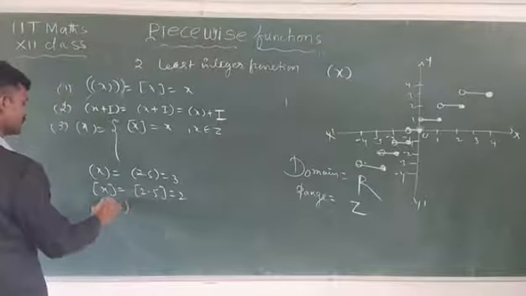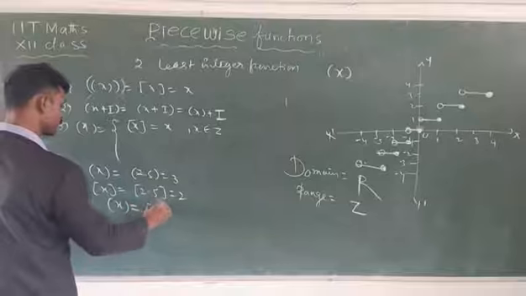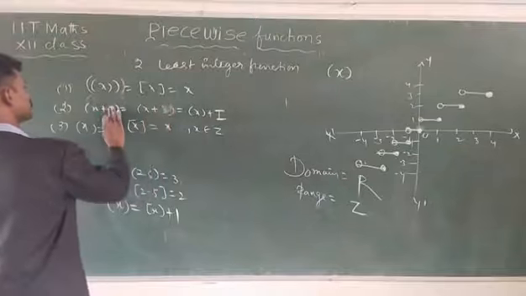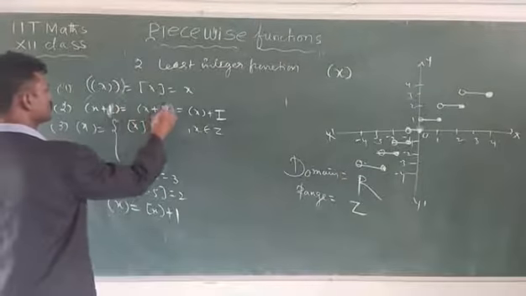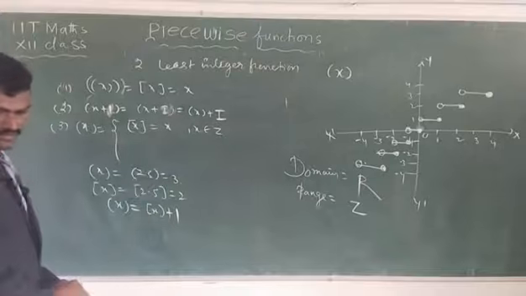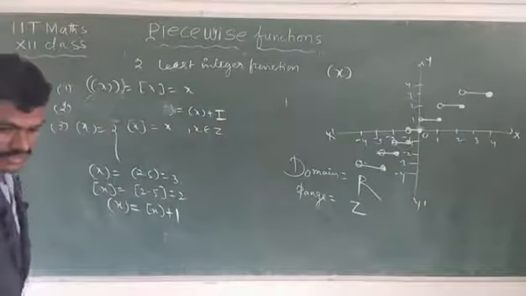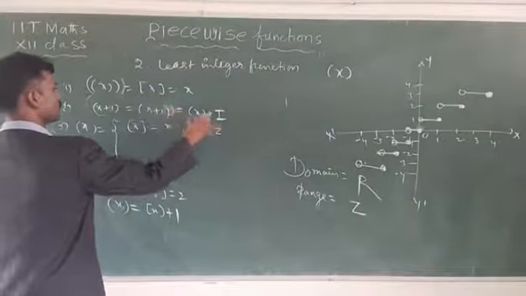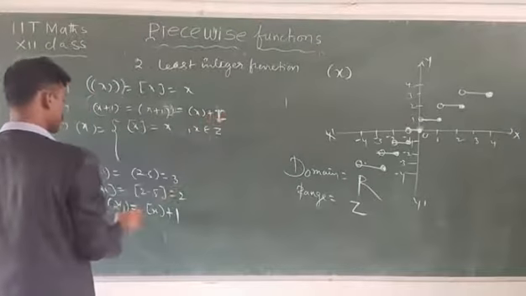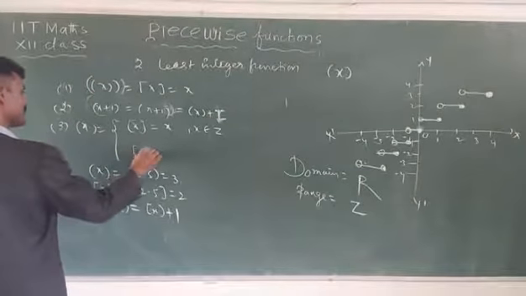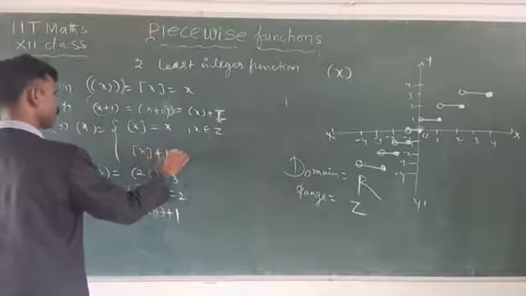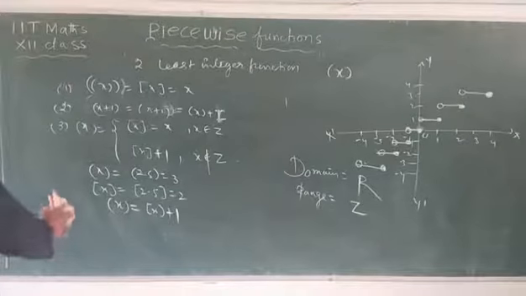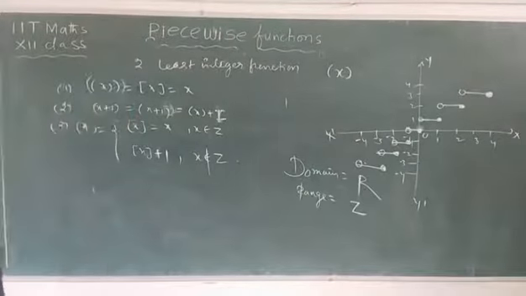Now the least integer function of x is equal to step of x plus 1, where x does not belong to Z. Now the third one is completed.